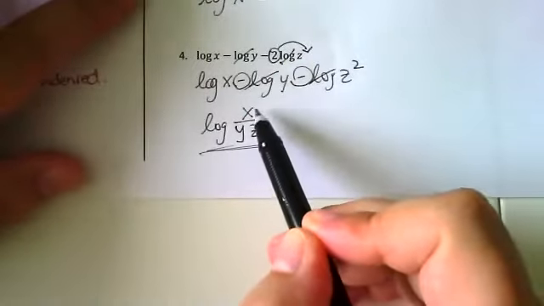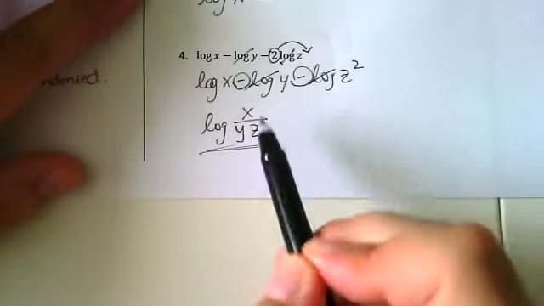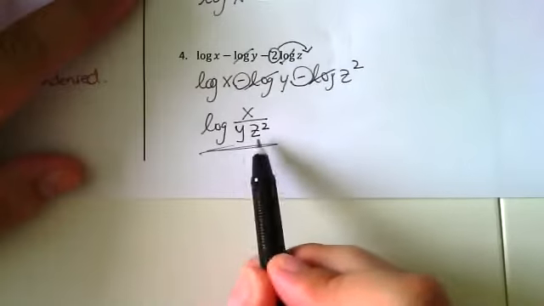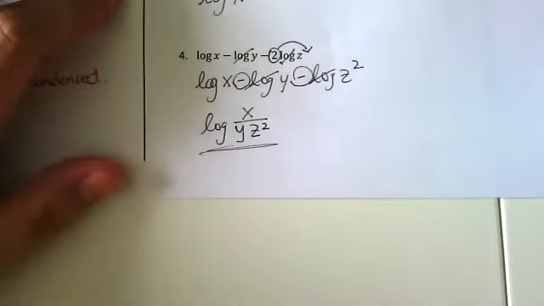Make sure you are not writing this as x divided by y squared. The subtraction sign just means that it's in the denominator. So the y and the z are both in the denominator, whereas x is in the top. Okay, so that is it for logs day 10.